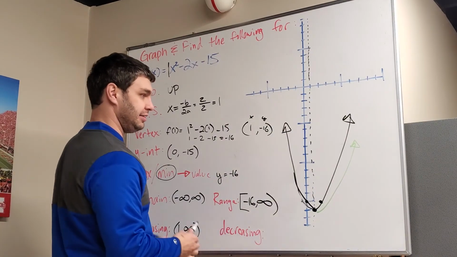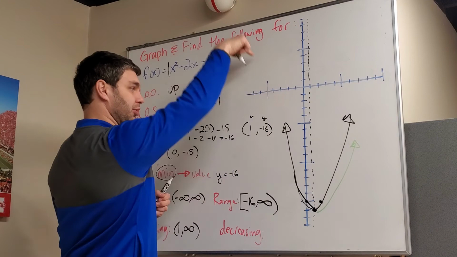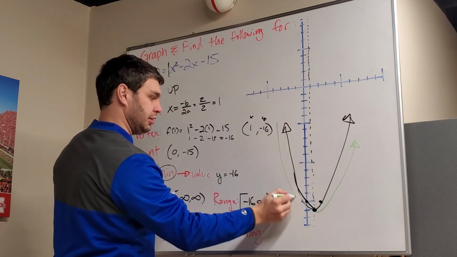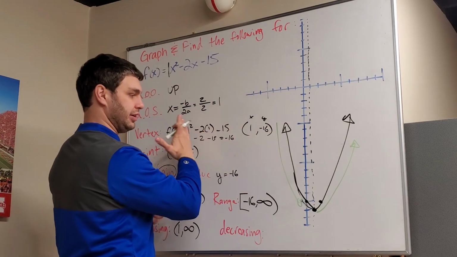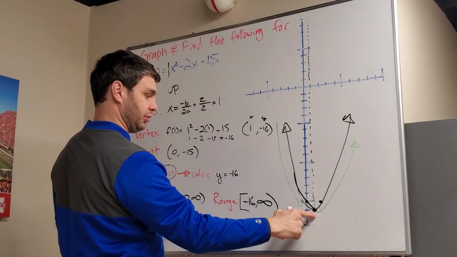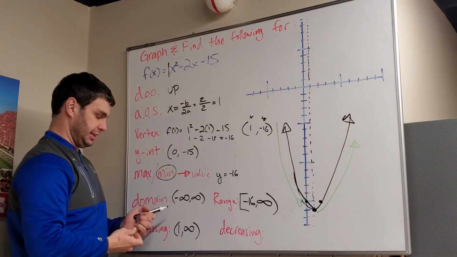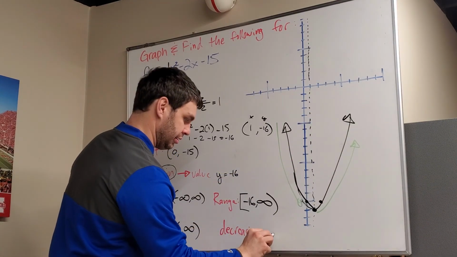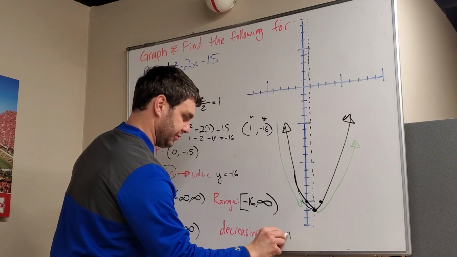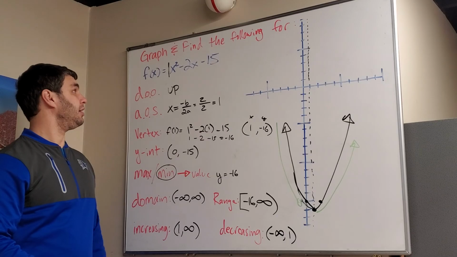And then same thing, it's decreasing, as we read it from left to right, it's going down everywhere from negative infinity on our x values all the way up to 1 again, right? At 1, it stops going down, it turns and goes back up. So it's decreasing from negative infinity to positive 1. Again, both of those get parentheses. That's how you graph a quadratic equation.